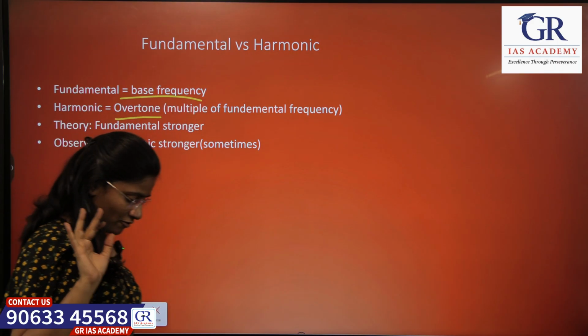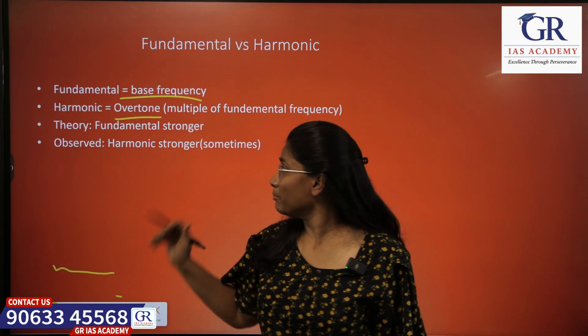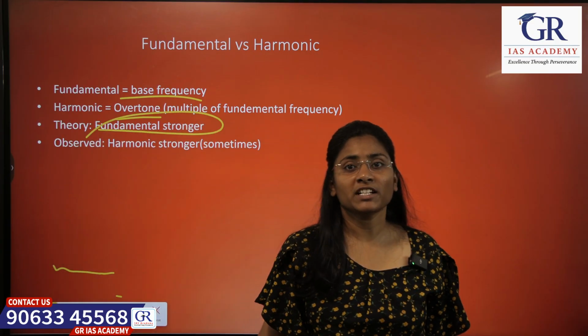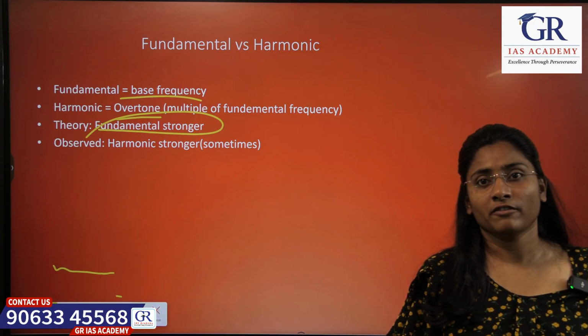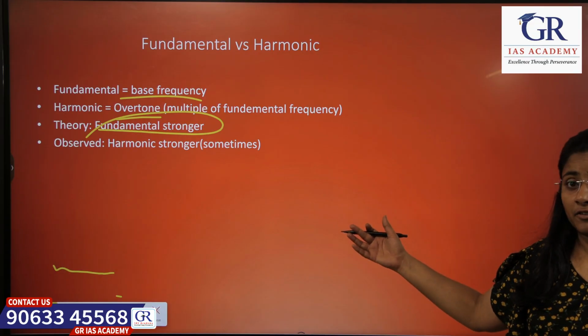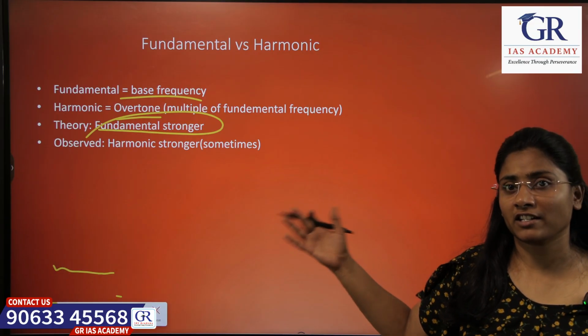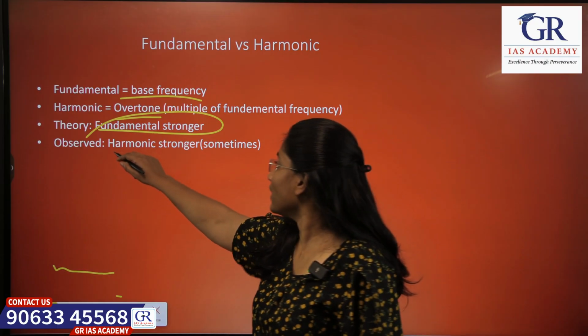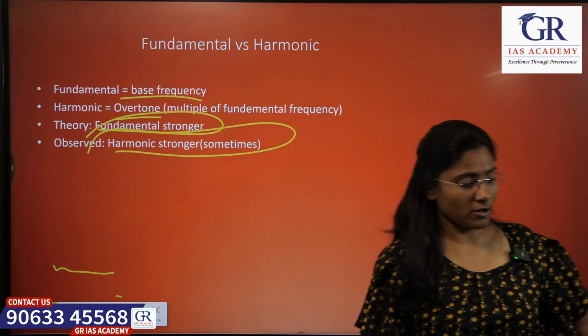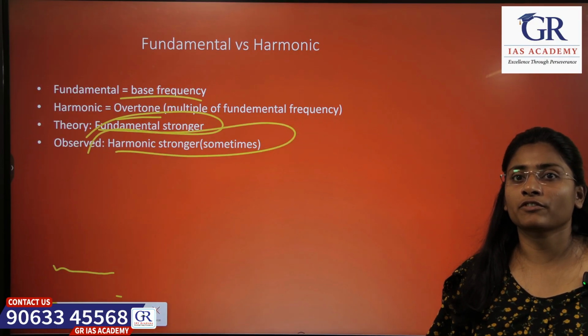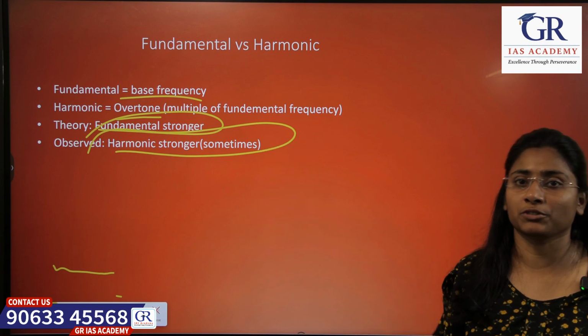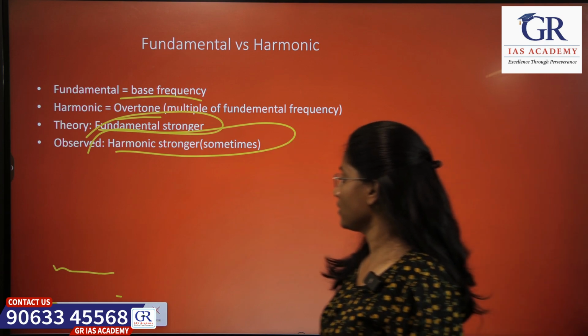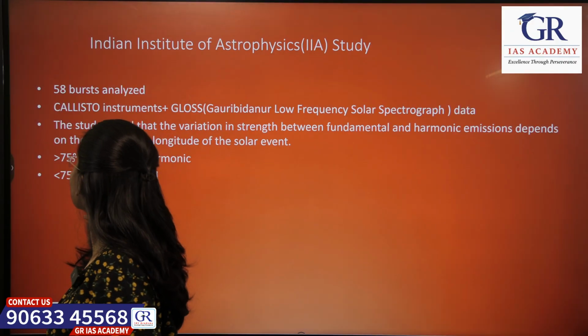What we are observing here is, theoretically fundamental frequencies should be stronger, whereas when scientists conducted experiments, they discovered that sometimes harmonic frequencies, that is overtone frequencies, are stronger when compared to the fundamental frequencies in the coronal mass ejections.